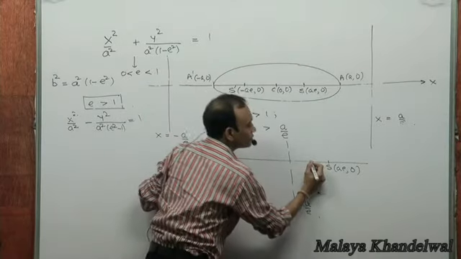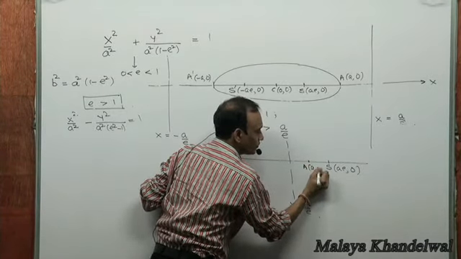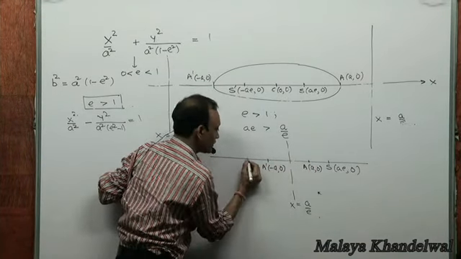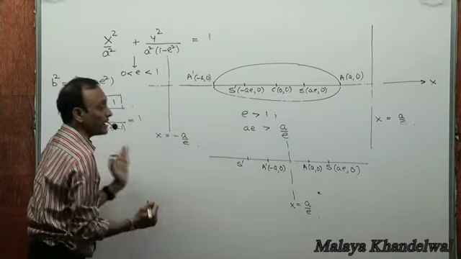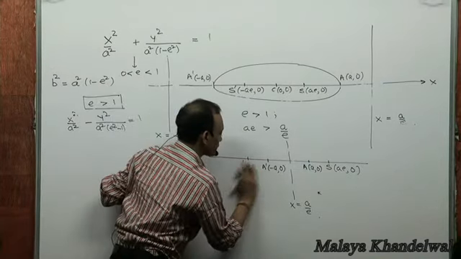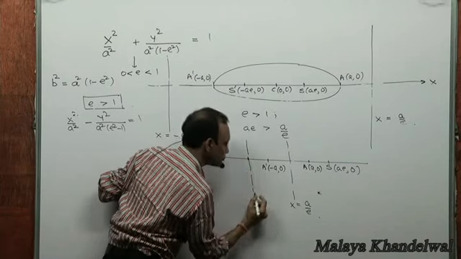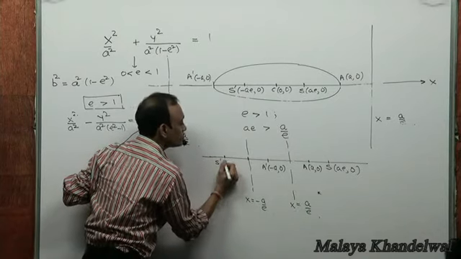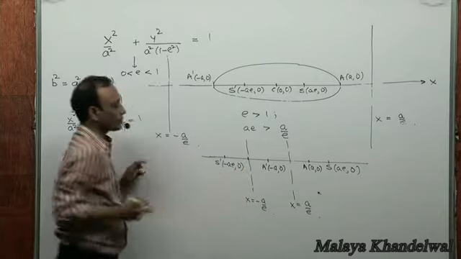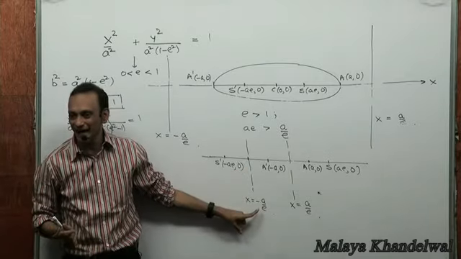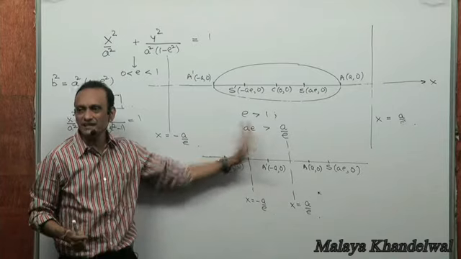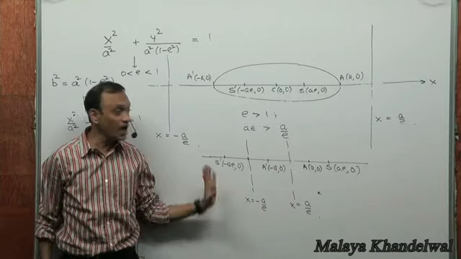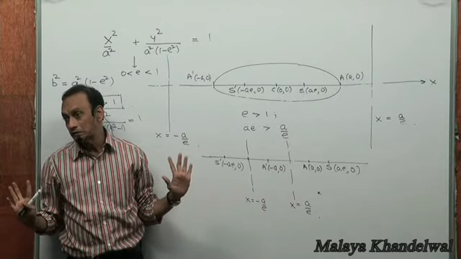So now A would lie somewhere here, A0, and A prime would lie somewhere here, minus A0. The other focus S prime, in exactly the same way, would be minus AE, 0, and the other directrix would be x equal to minus A by E. Because AE is numerically more than A by E, right? So if I plug in a minus sign, then minus AE would be to the left and minus A by E would be to the right. Yes or no? This is how the transformation would take place, right?